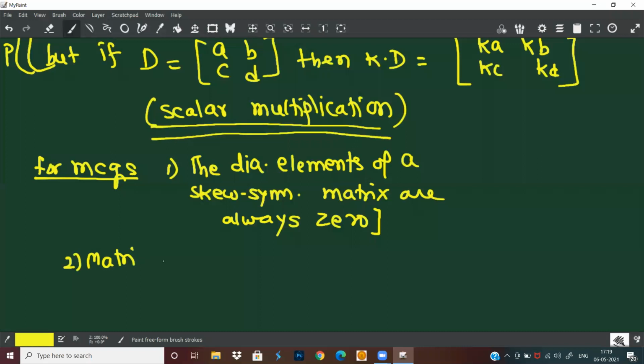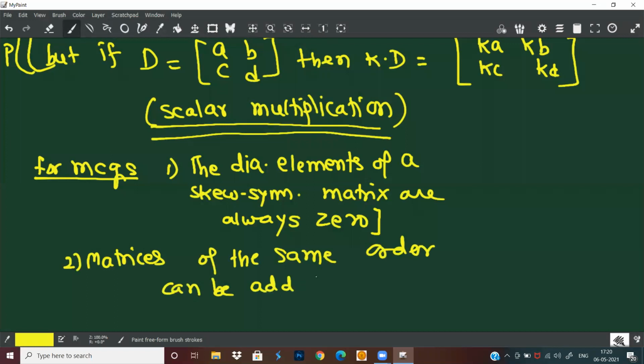Matrices of the same order can be added or subtracted. Are you aware of this? But I can do A plus B only if A and B are of the same order.